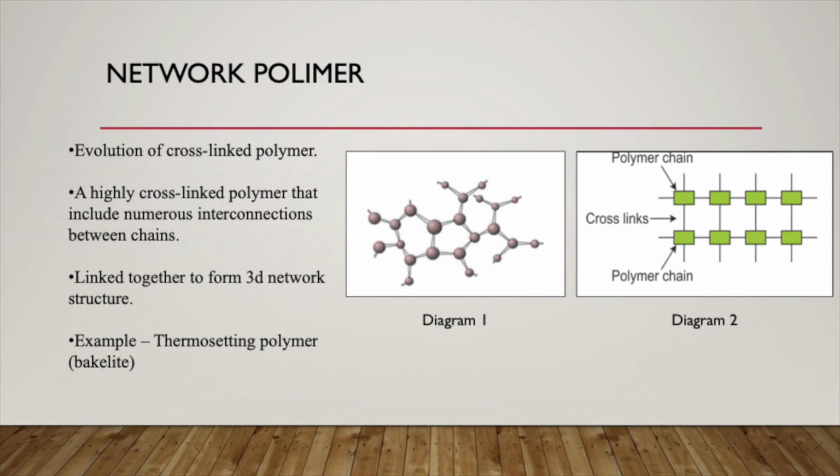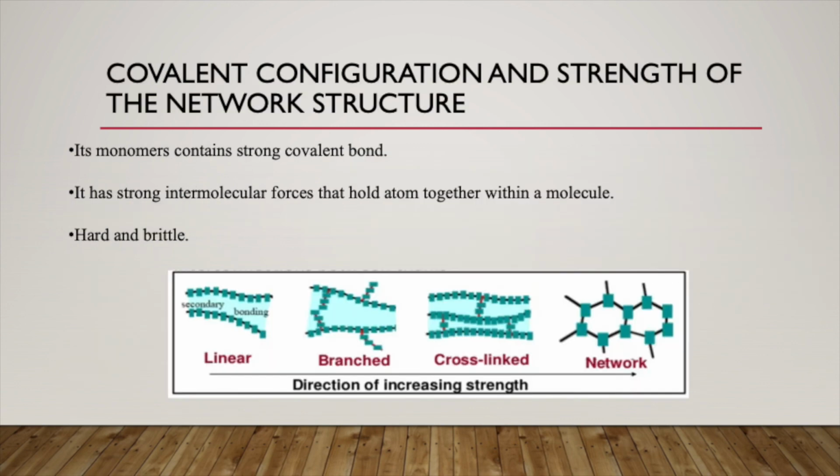Diagram 1 shows the network structure of a network polymer, whereas diagram 2 shows the molecular structure of bakelite. As you can see from this slide, the network structure has the greatest strength among the other types of molecular structure. This is because the monomers of the network structure have strong covalent bonds. Due to the strong covalent bonds, it has stronger intermolecular forces that hold atoms together within the molecule. Hence, it is hard and brittle.